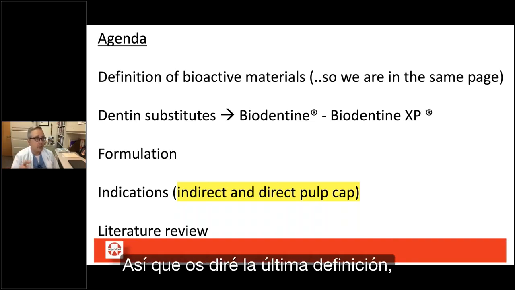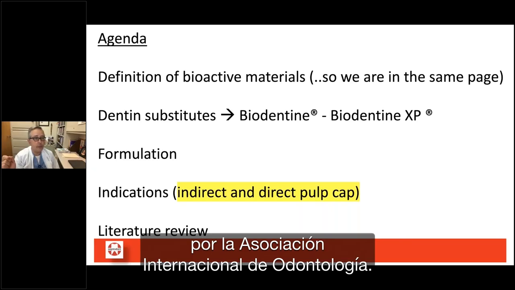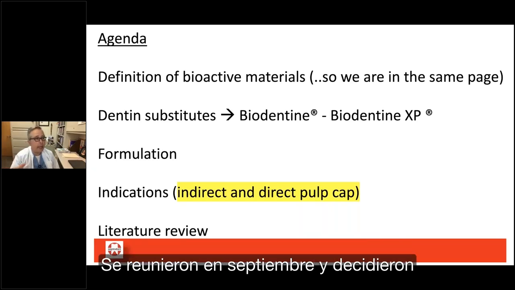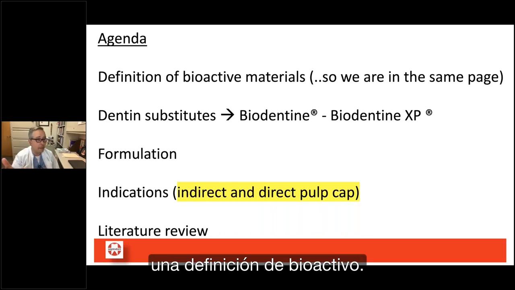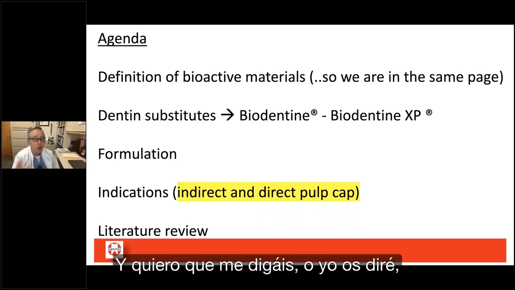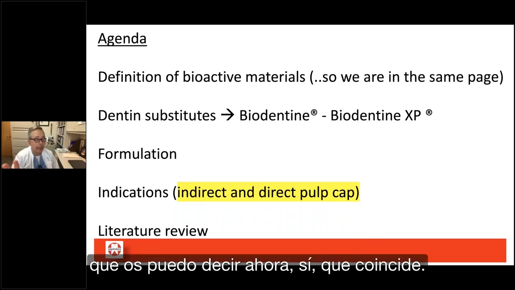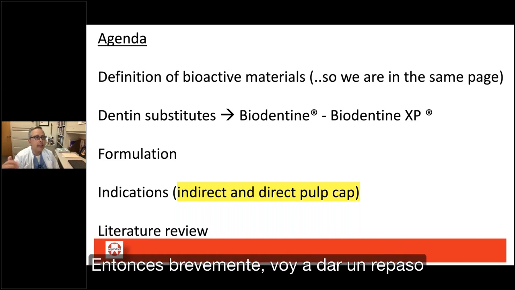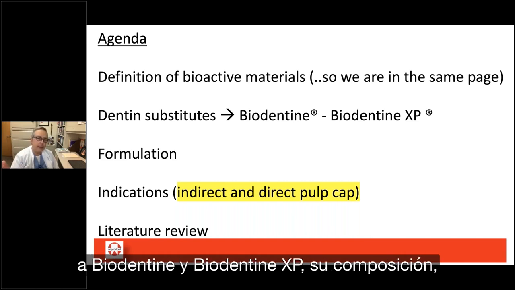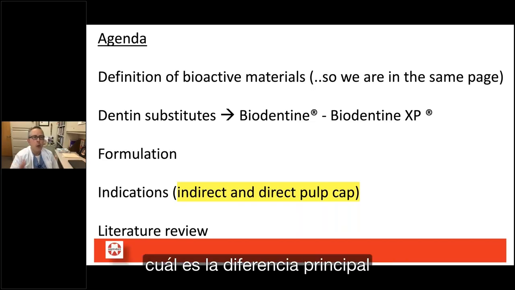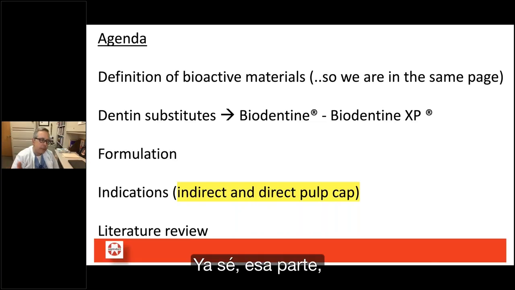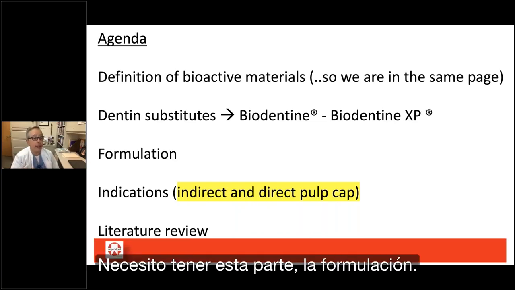I will tell you the latest definition, which came about 6 months ago from the International Association of Dentistry. They got together in September and came up with a definition of bioactive. I will tell you if Biodentine matches the definition of bioactive, which I can tell you now: yes, it does. Then briefly, I will go over Biodentine and Biodentine XP, the composition, and the main difference between Biodentine and Biodentine XP, the formulation.